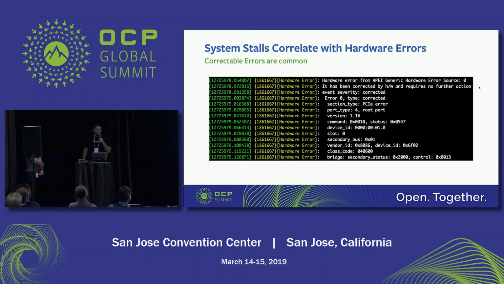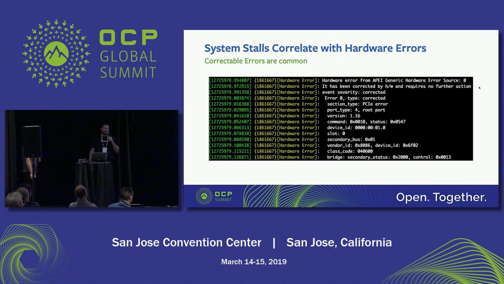So once we had this detection rolled out to our fleet, we started looking at all the examples we had, and we pretty quickly noticed that there was a strong correlation of these stalls to hardware errors. And the thing about the hardware errors is that many of them are correctable, meaning they're functionally transparent. They don't cause any application failures or anything like that. It just takes a moment to correct the error, typically very fast.